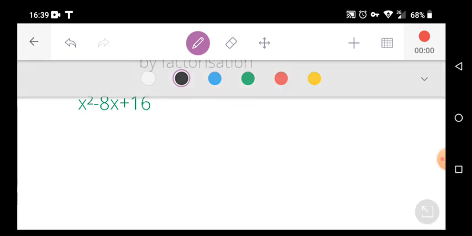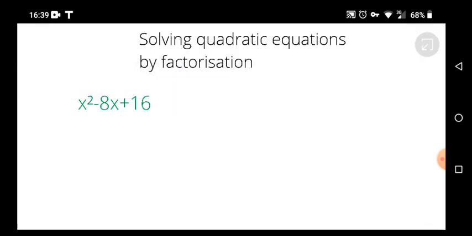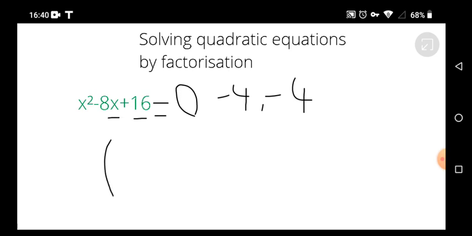Here we go. x squared minus 8x plus 16. I'll just say equal to 0 once again, and list factors of the 16. And actually, I'm going to pick minus 4 and minus 4, because minus 4 squared is positive 16, but minus 4 add minus 4 is minus 8, which is our middle term here. So they work.